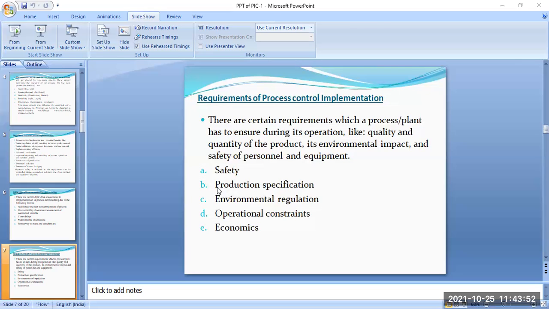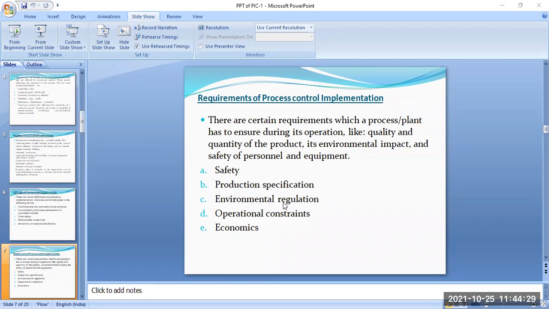Okay, next, number two, that is production specifications. This is another one. According to the production specifications, a plant should produce the desired quantity without compromising the desired quality. So we have to follow the different production units. According to the production specification, a plant should produce the desired quantity without compromising the desired quality of the production unit. Okay.